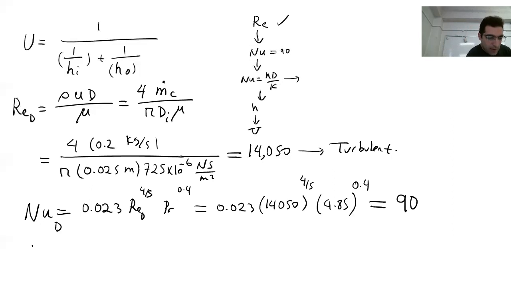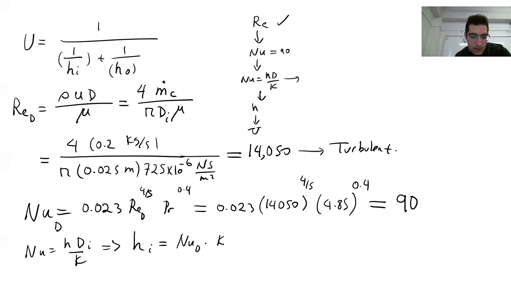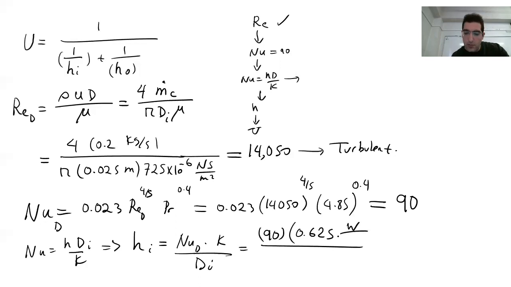Now let's go find the h value. You know, Nusselt is hD over k. So the h value becomes, h of the inner fluid or inner tube, which is water. The heat transfer coefficient is Nusselt times k divided by the inner diameter of the pipe, which is 90. That's a dimensionless number for Nusselt. Thermal conductivity of water is 0.625 watt per meter Kelvin divided by D_i, the inner diameter, which is 0.025 meter. So h for water, the heat transfer coefficient, becomes 2250 watt per meter square Kelvin.